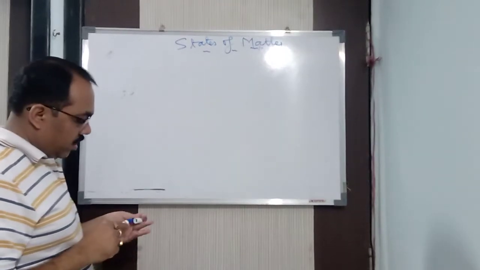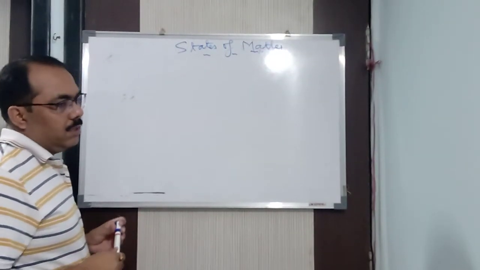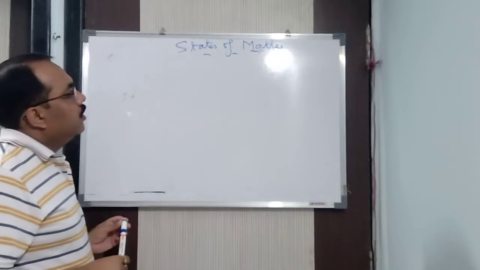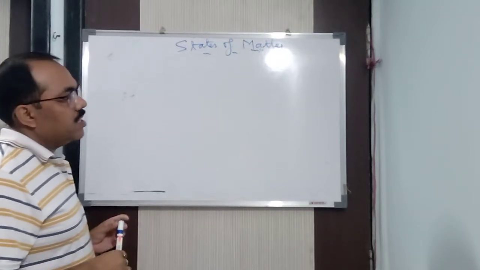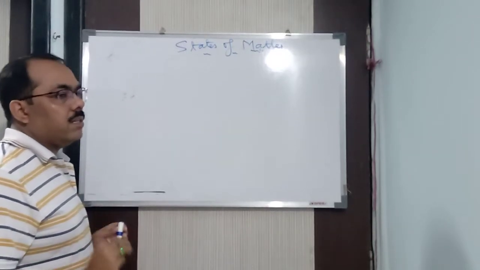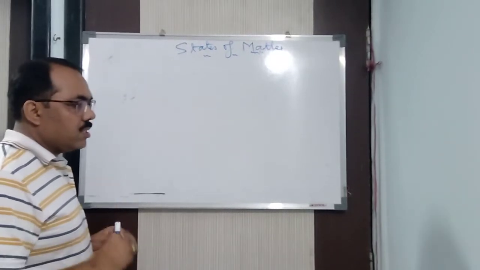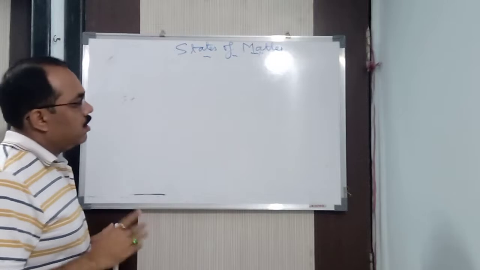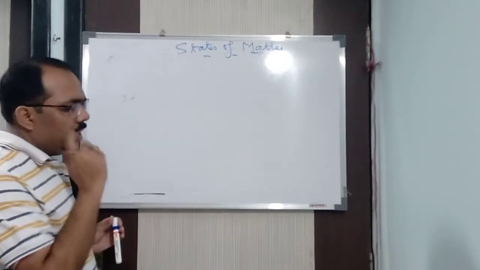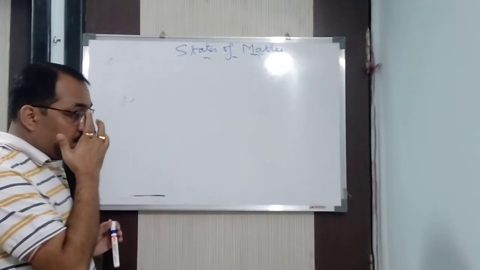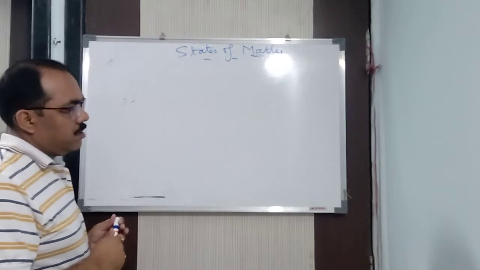Today we'll do states of matter. Already in our class we have done it: what is matter, and what are the different states of matter? Basically we have three states of matter: solid, liquid and gas. Two other states are plasma and Bose-Einstein condensate. But our topic of discussion will be the three states: solid, liquid and gas.